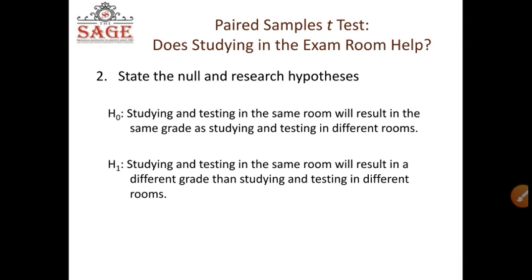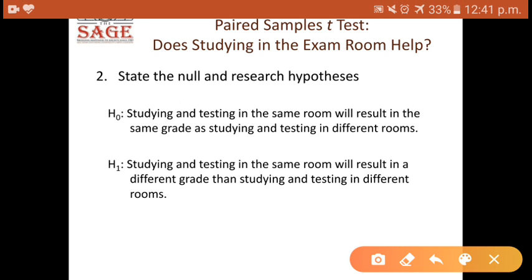After that, the second step of hypothesis testing, we state the null and research hypothesis. Now, what is the null hypothesis out here? So, the null hypothesis is this one, H0. Studying and testing in the same room will result in the same grade as studying and testing in a different room. That means whichever room you study in, you are going to get the same grades. And the alternate hypothesis or research hypothesis is going to be this one. Studying and testing in the same room will result in a different grade than studying and testing in different rooms. Is it clear to you? This is the second step of hypothesis testing.